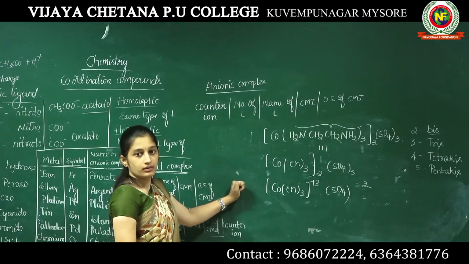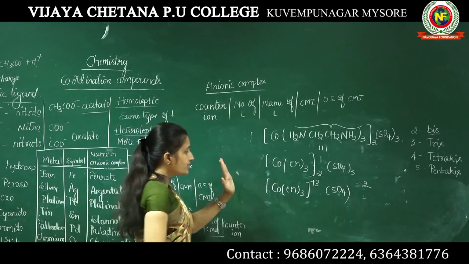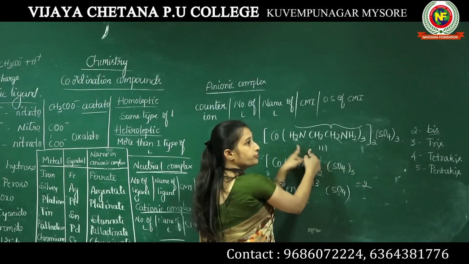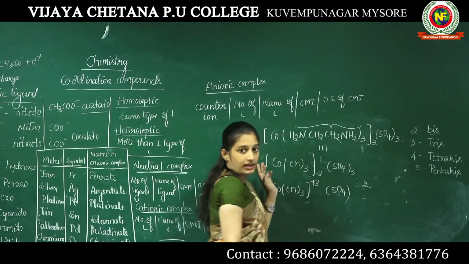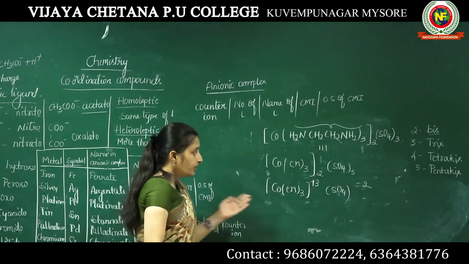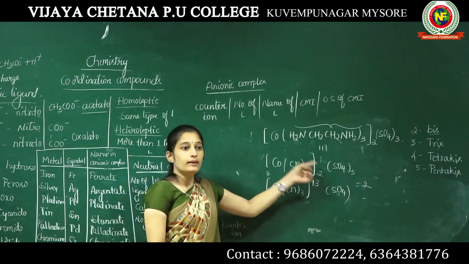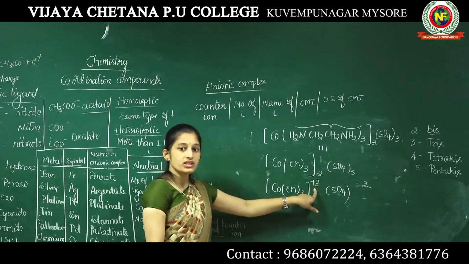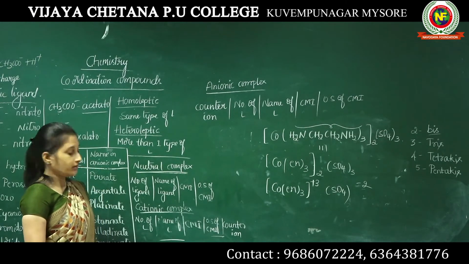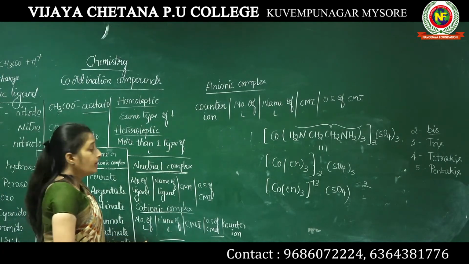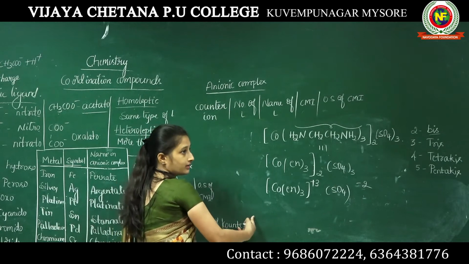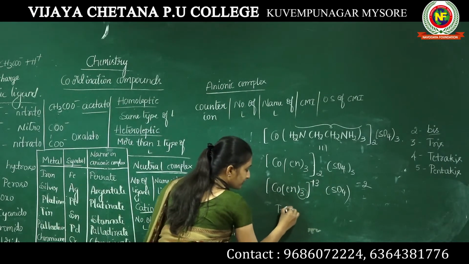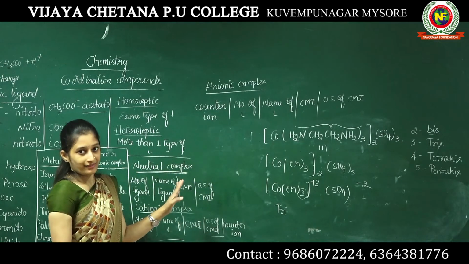It's too simple. See, first split it. Here there is 2, send it here; here there is 3, send it here. First always positive, next always negative. That's all, very simple. Then what type of complex is this? Complex carrying positive charge, so cationic. This is a cationic complex. How many ligands are there? 3. 3 means tri. Wait, I will explain.